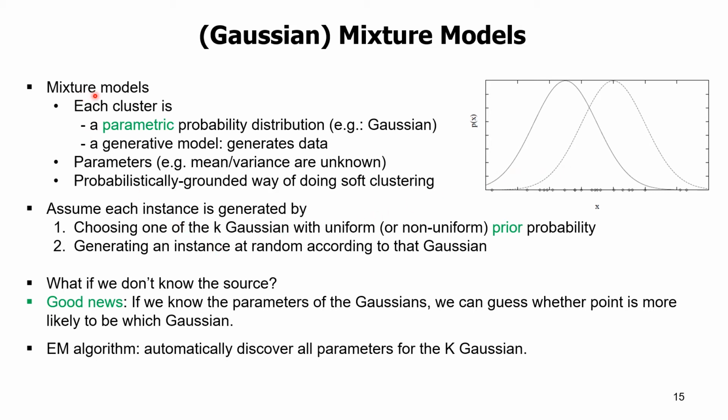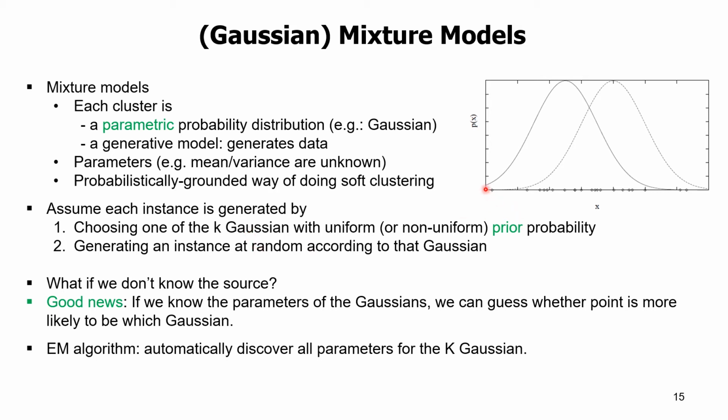So in a Gaussian mixture model, the way you generate data is the following. You choose one of the K Gaussian distributions. Okay, so there are multiple K Gaussian distributions, and you choose one of them. And then you generate data randomly according to that particular Gaussian distribution. So you choose one of the K Gaussian distributions, and that Gaussian distribution generates data randomly.